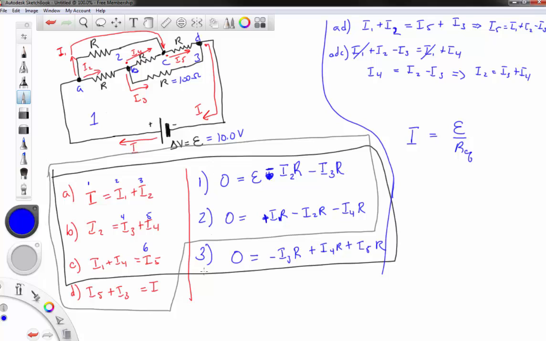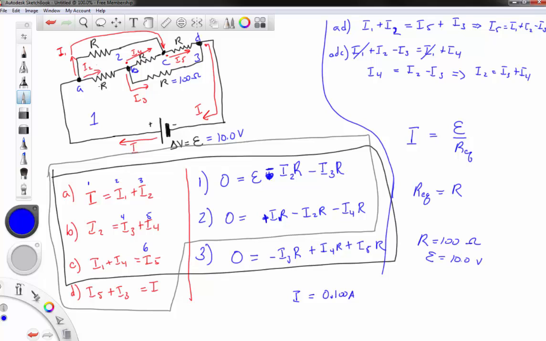Just work through this system of 6 equations and 6 unknowns. It's a lot of algebra. What you're going to end up with, though, is that R equivalent is basically just equal to R for this entire combination. And so to go back to the example that I had to begin with, I asked if R is equal to 100 ohms, and epsilon is equal to 10.0 volts, what is the current draw? Well, we can see that I must be equal to 10 over 100, or 0.100 amps.